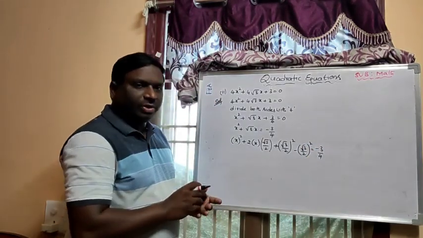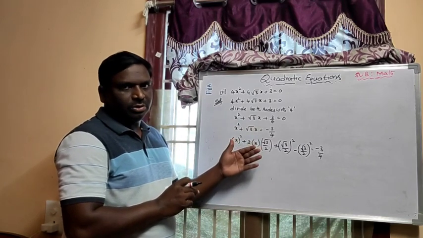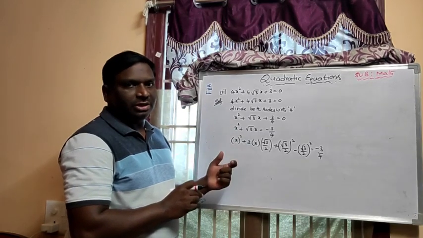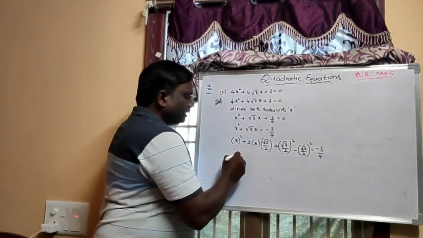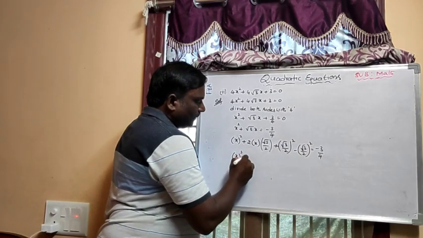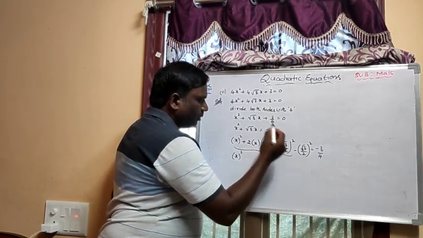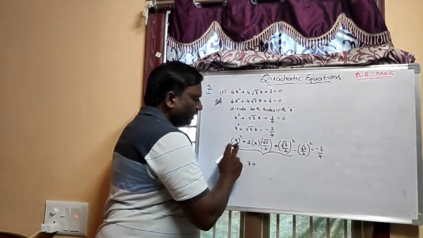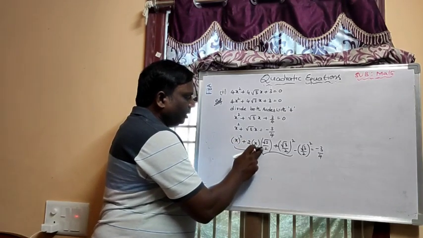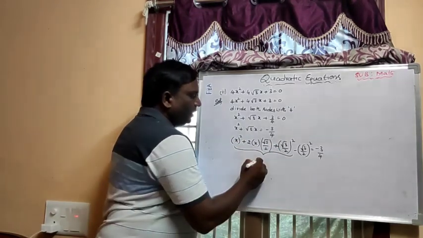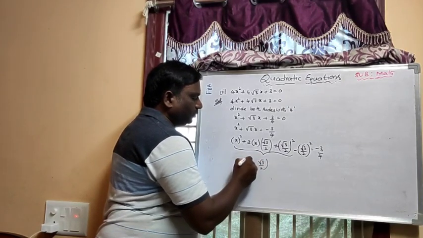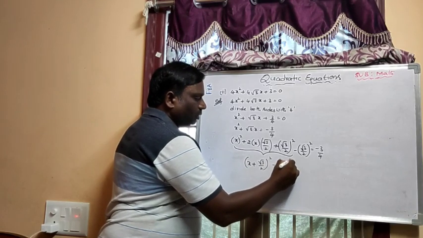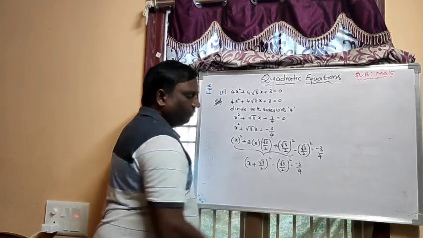So in mathematics, remember one thing: each and every step follows the step before. So don't skip any term or any value without simplification. So x whole square, till here, this is a plus b whole square. A plus b whole square is a square plus 2ab plus b square. Here, x plus root 3 by 2 whole square minus root 3 by 2 whole square equal to minus 3 by 4.